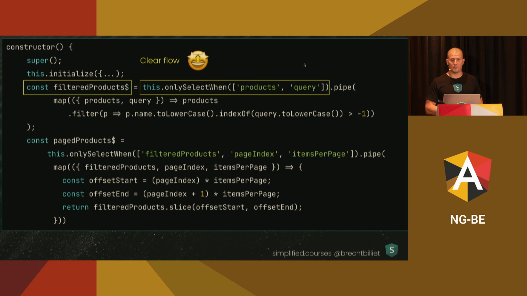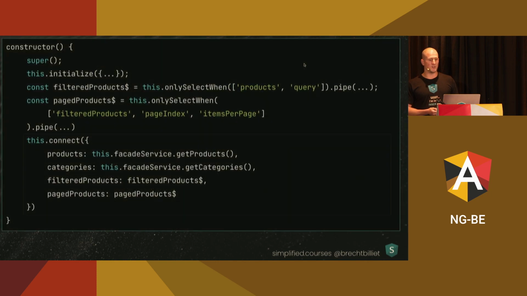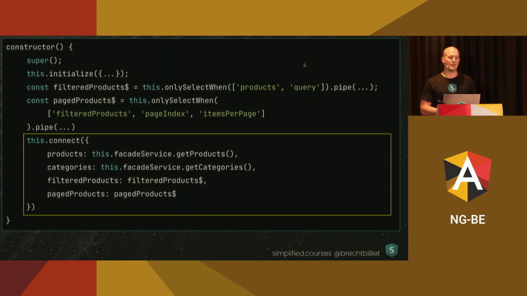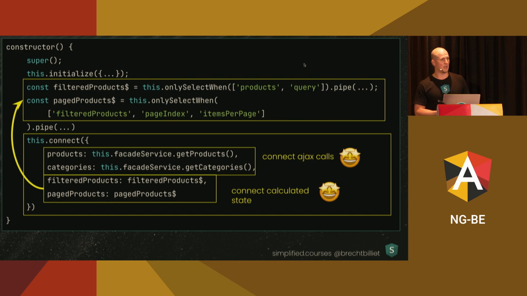Let's take it a step further. And here we can see that we calculate the paged products on the filter products that we have just calculated, but also on page index and items per page. This will not work now, but it will work if we just connect it. So in the connect method, we will just connect our AJAX calls. As I said before, only one subscription, so no multicasting needed. We don't have to worry about handling subscriptions, and we can just connect the 2 pieces of state that we have just calculated.